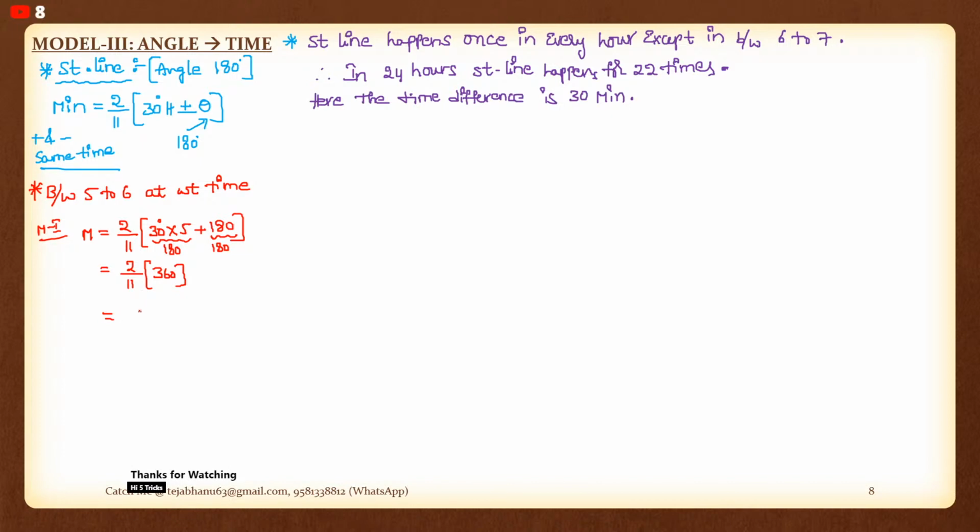Sorry. This is 3 5s are 15, right? 150 plus 180, which is 330. 2 by 330 is 660 by 11. 11 6s are 66, 0. 60 minutes. That means 5 hours 60 minutes, which is nothing but 6 o'clock.